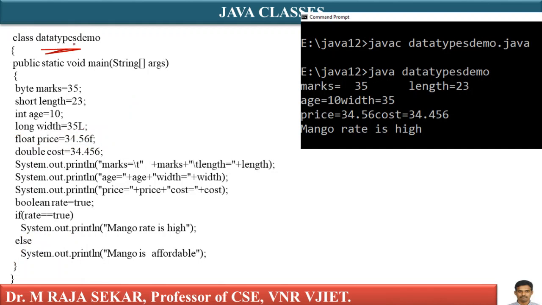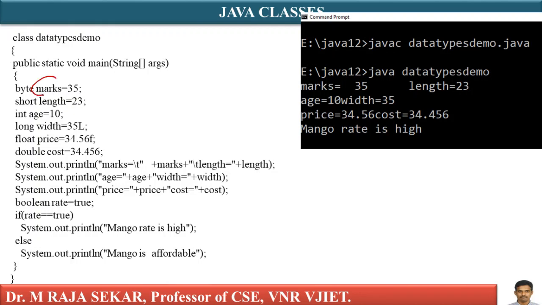This is class DataTypesDemo. As usual, public static void main(String[] args). Even you can write the square brackets here also. That I will discuss. Don't bother about that thing. That I will discuss in a detailed manner in one or two classes. I don't want to deviate from the topic.